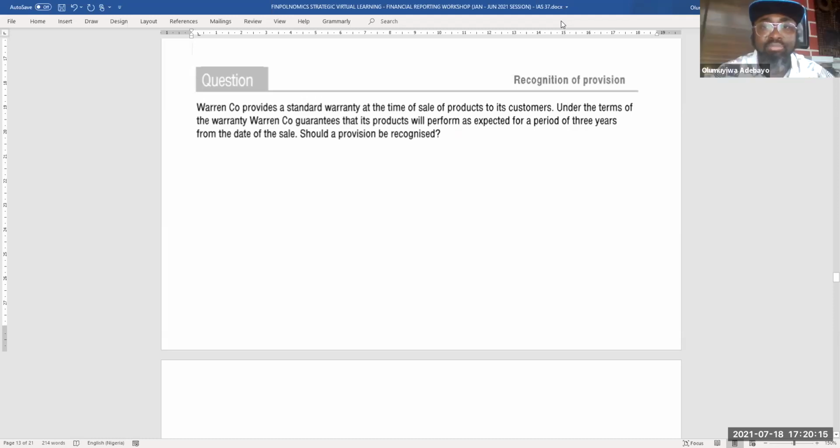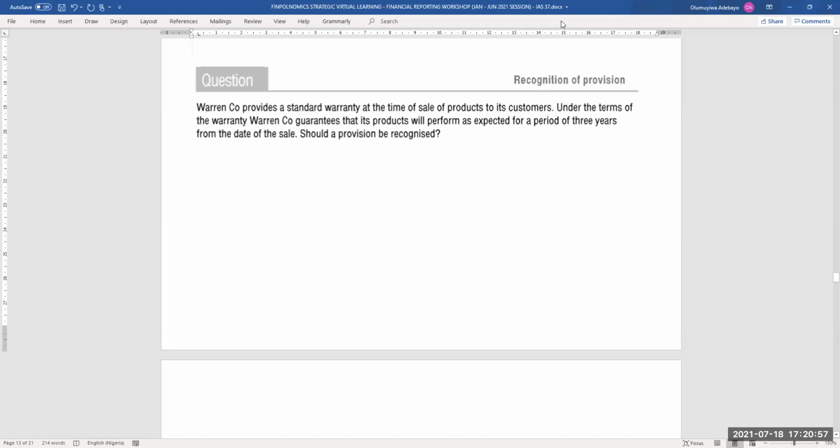Okay, can we look at this question? Warranty provides a standard warranty at the time of sale of products to its customers. Under the terms of the warranty, it guarantees the product will perform as expected for a 3-year period from the date of sale. Should provision be recognized on this form of warranty that it guarantees on its products to its customers? Should provision be recognized, and why? This is a tricky one.